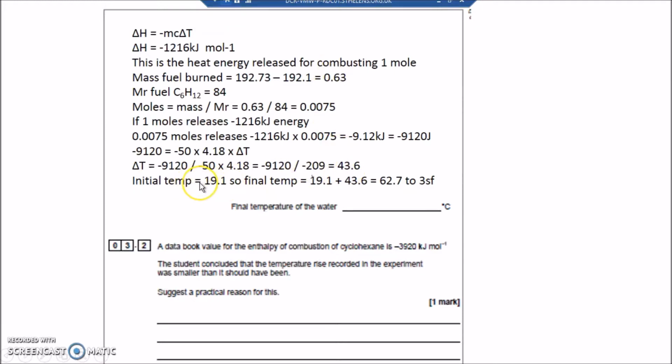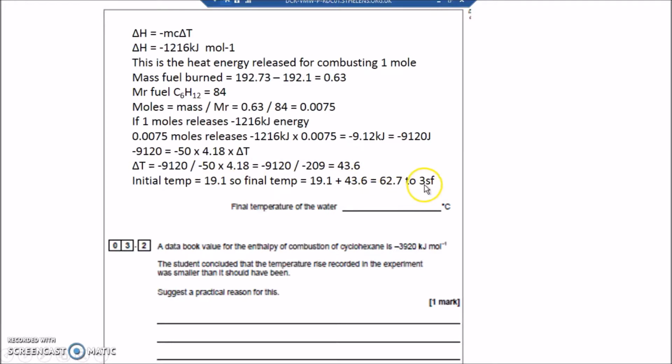So that's correct. Now what it wants to know is what the final temperature is. So I've got the temperature change here. The initial temperature was 19.1. It's gone up by 43.6. That's been the change. So if I add these two together, it's gone up to 62.7.